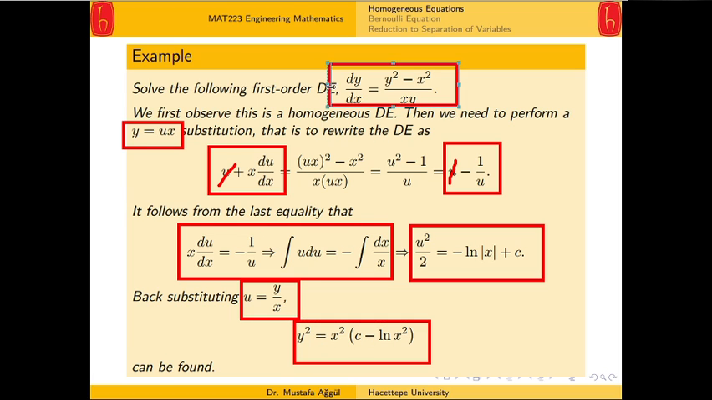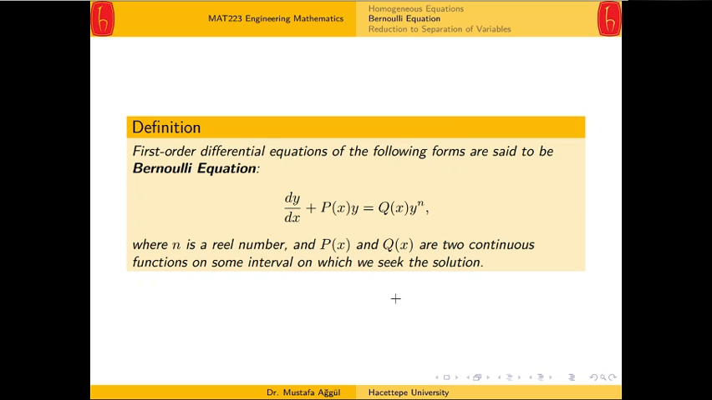You can check if this is really a true solution. You basically need to substitute this solution into the differential equation and see if you can really get an identity, something like 0 equals 0.